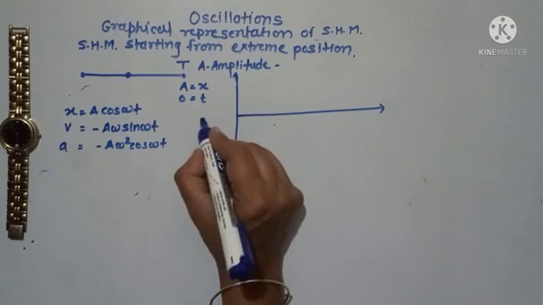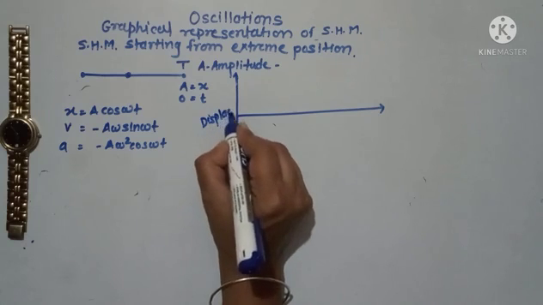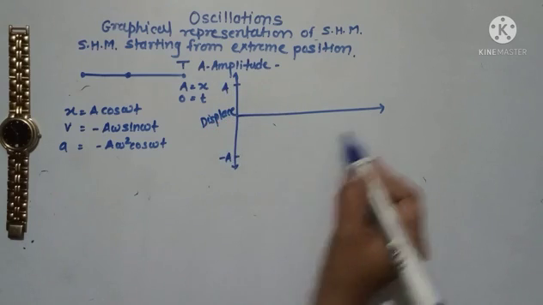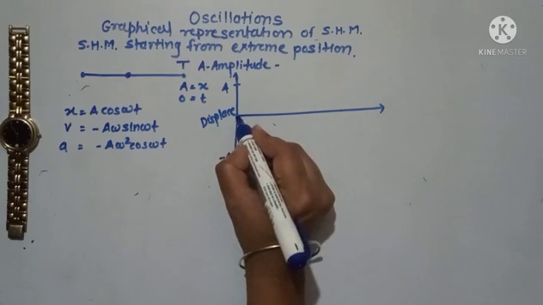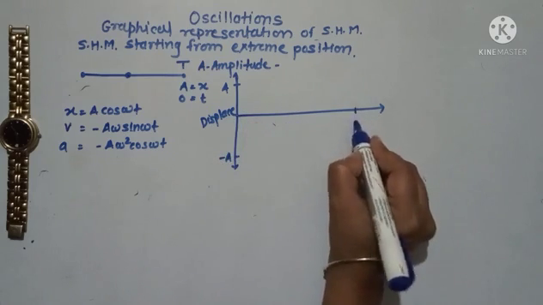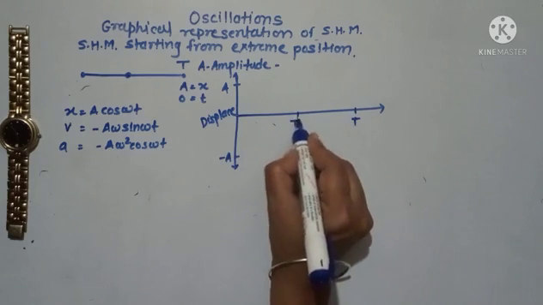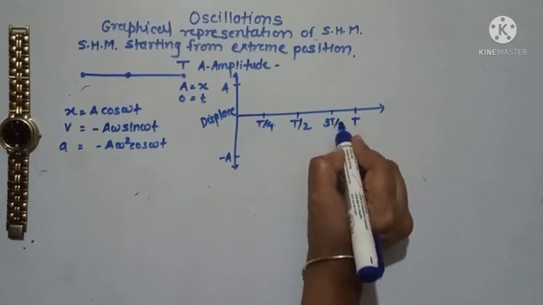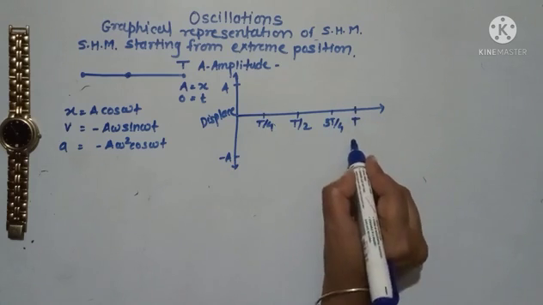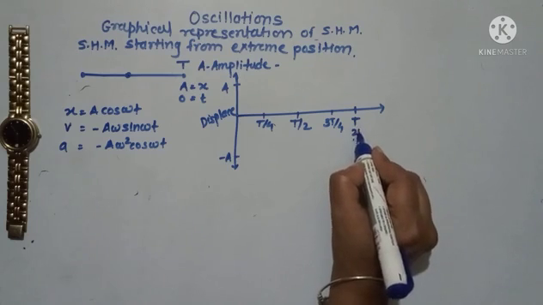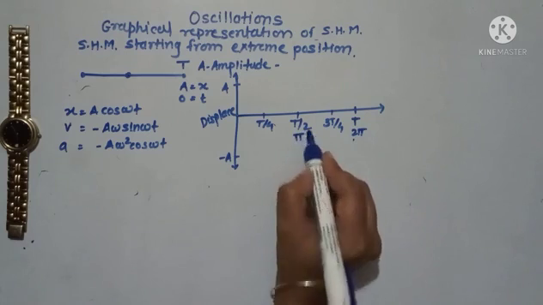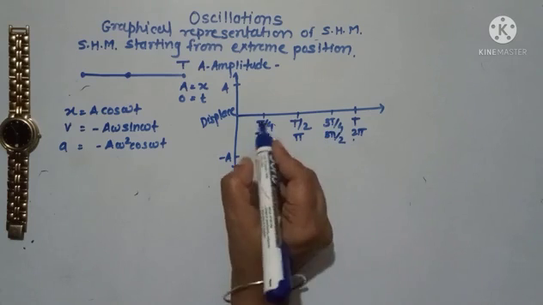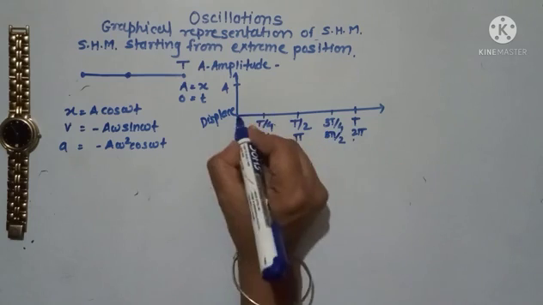Now let us draw the displacement vector. We know that displacement vector is changing from a to minus a. As this is a cos wave, it is not starting from 0. Suppose this is T. Now this will be T by 2. This will be T by 4. And here it will be 3T by 4. So this T represents the phase of 2 pi. This will represent the phase pi, pi by 2 and 3 pi by 2. So these are the different phases at different time intervals.